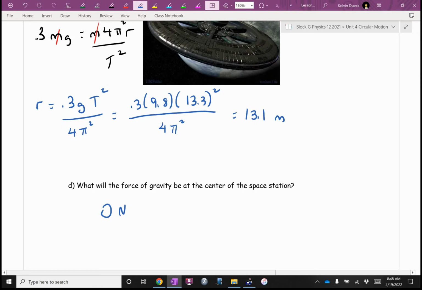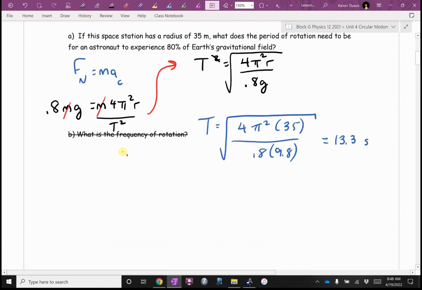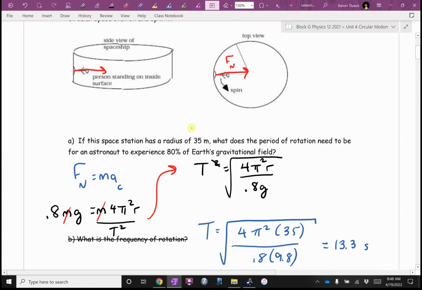But it's also a bit of a problem. You've all turned the page. That's okay. What was the original radius of this space station? How many meters? 35. That's not that big a radius, especially when compared to your height. Your height is actually a fraction of that, not an insignificant fraction of that.